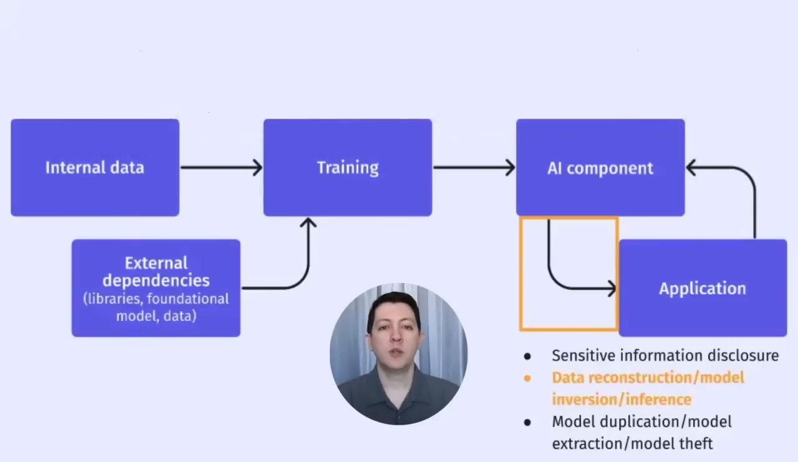The next output case that we're going to look at is data reconstruction. Now, this is also called model inversion or model inference. This is the case where it was possible to infer or reconstruct training data, even if it was not memorized or not output verbatim by the AI.